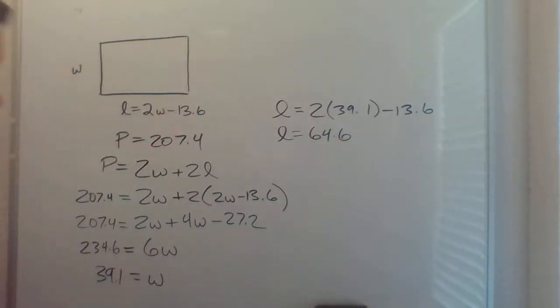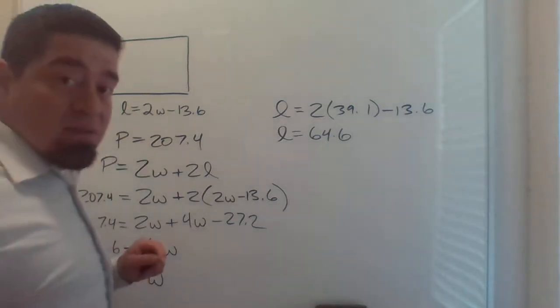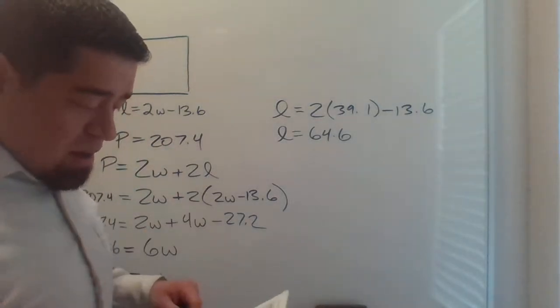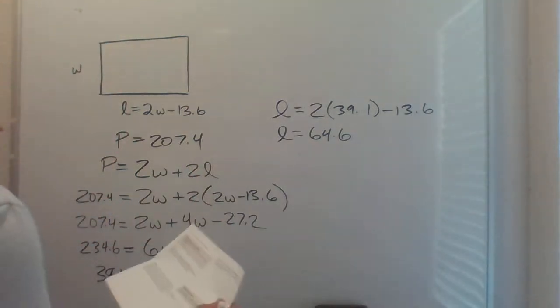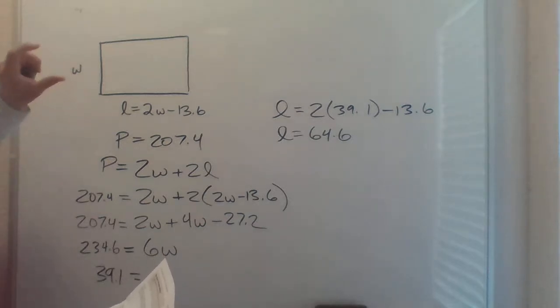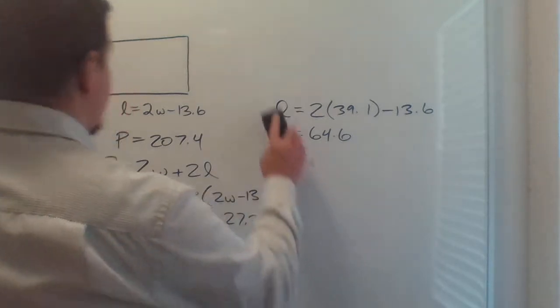And what you can always do is check if it works. Does 2 times 64.6 plus 2 times 39.1 add up to the perimeter we're looking for? On my calculator it sure does, so that works out. So that's another example. Again, we look at word problems, look at the words, and create a math statement from that. Okay, so let's move on to the cab fare problem.